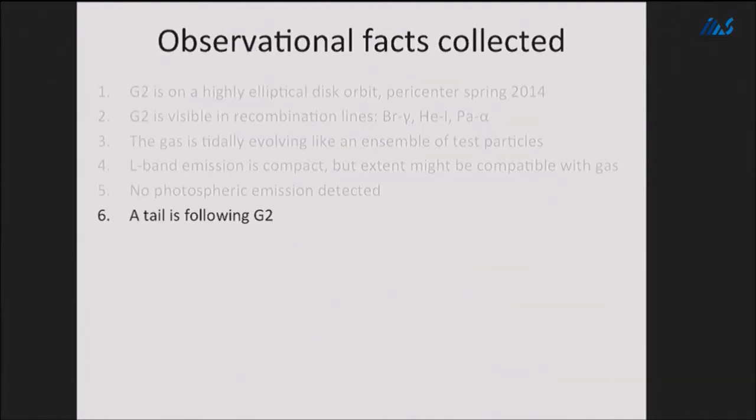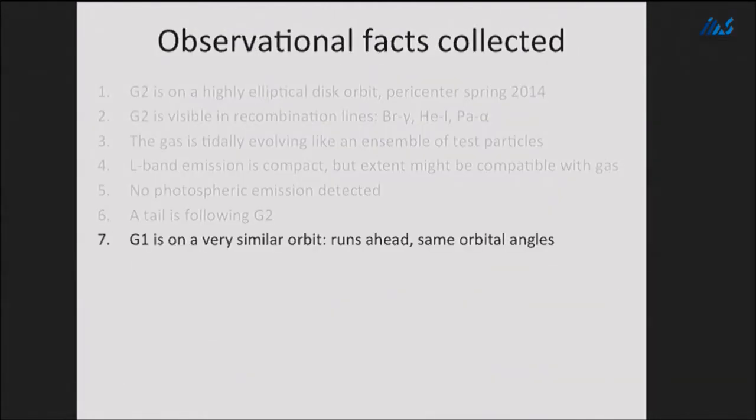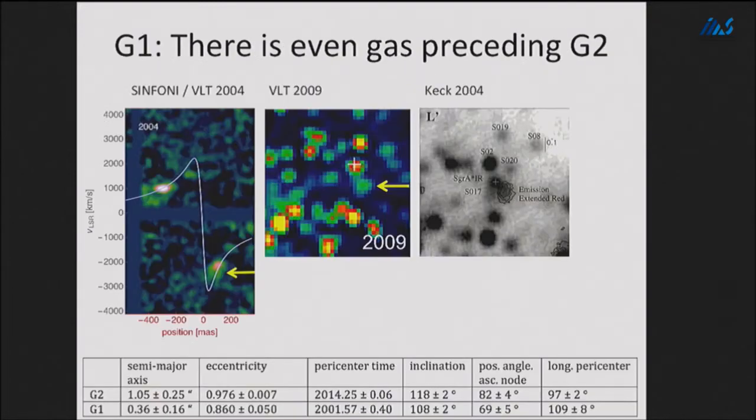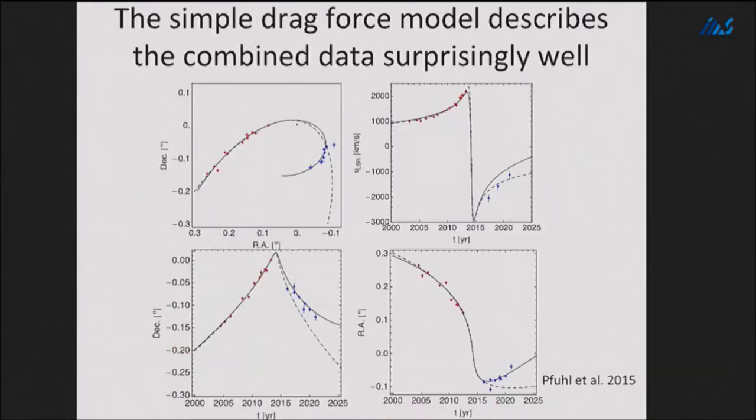G1 is that object which is on a similar orbit. You can see it both in gas and in dust. The orbits are similar, although not the same. And a way to connect them, actually, is to invoke a drag force model.